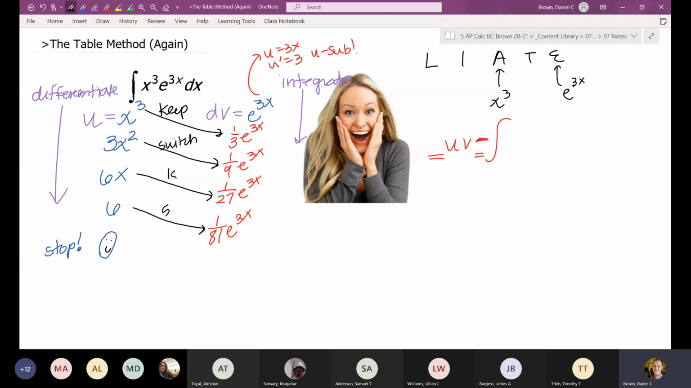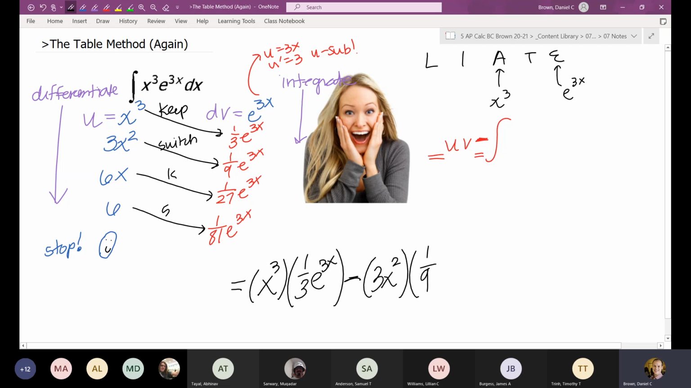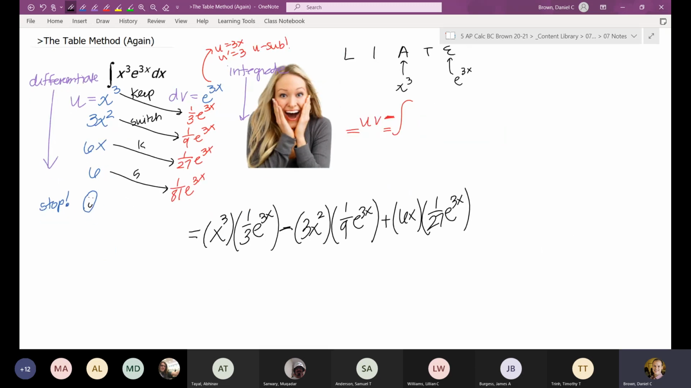So for my final answer, writing out this antiderivative, I have multiplying down, so I have keep, switch the sign, keep the same sign, and we're thankful we have the table method, because this would be a pretty obnoxious problem to do using the long way, and I'm writing too large. Switch the sign, and then of course don't forget your plus c.